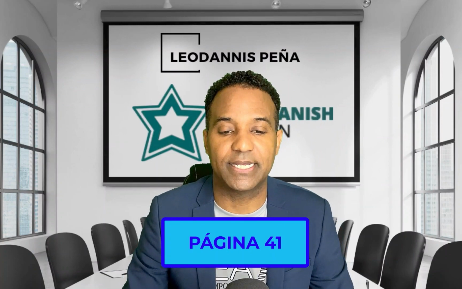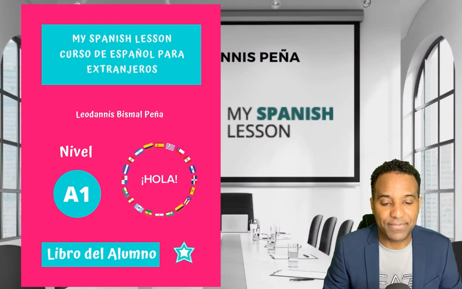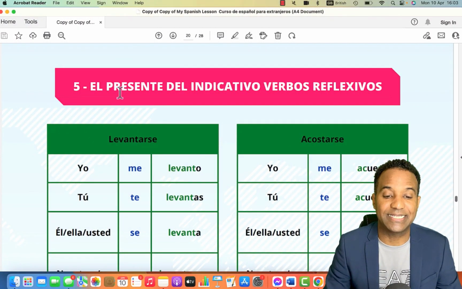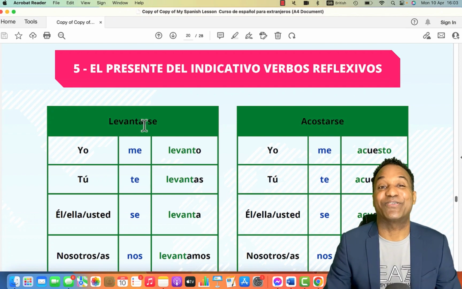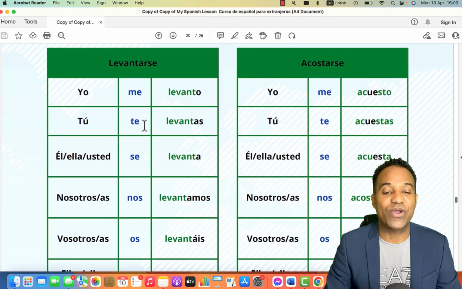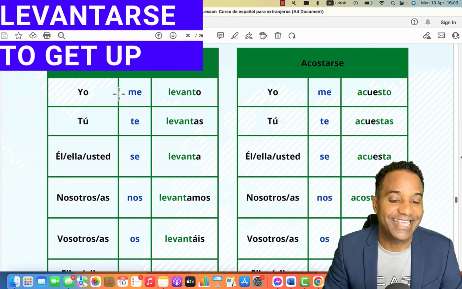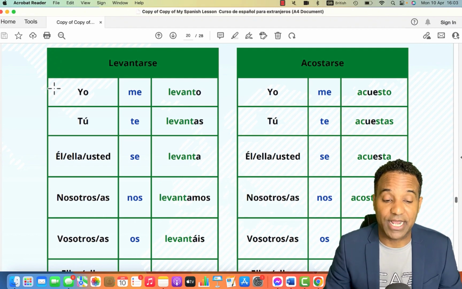So go to your book, open your book on página 41. Aquí tenemos el presente indicativo, verbos reflexivos. So we have the indicative, the present tense of reflexive verbs. Let's start with levantarse. So levantarse is to get up. Don't confuse it. Levantarse, to get up. So you already know the personal pronouns, no?